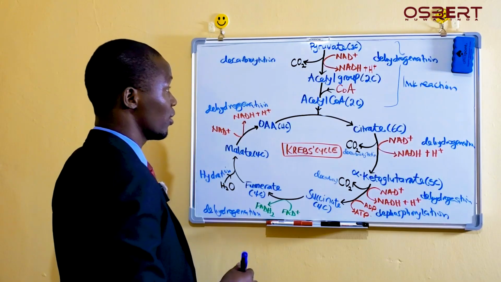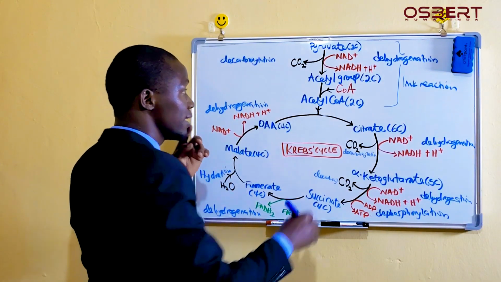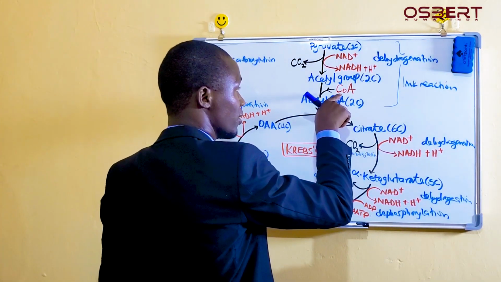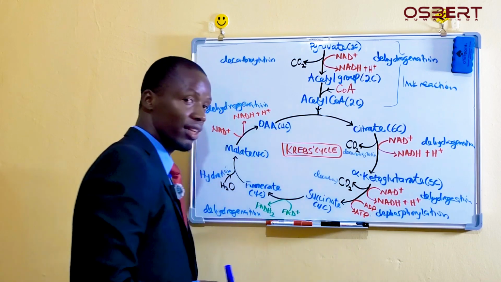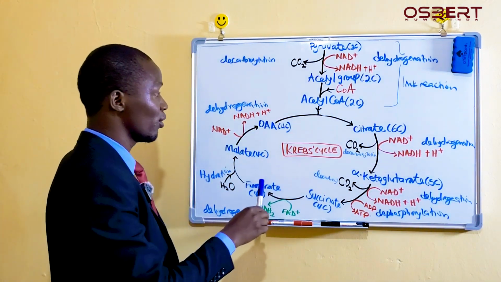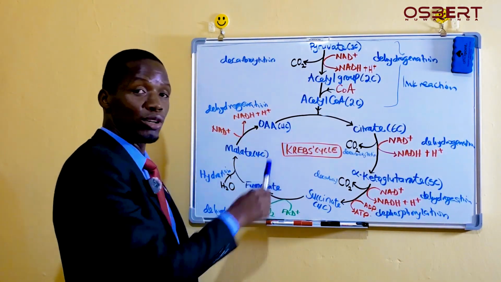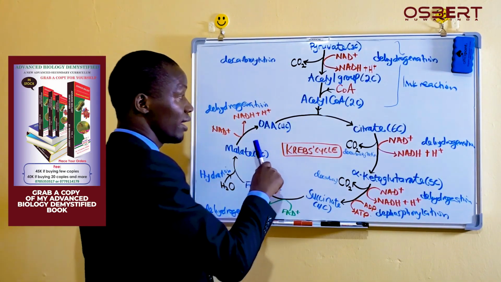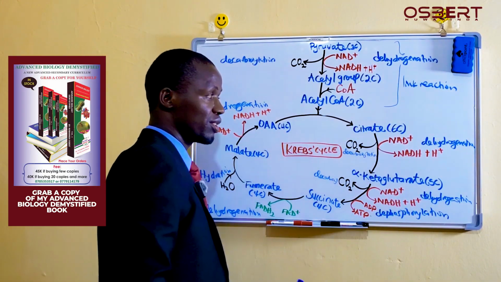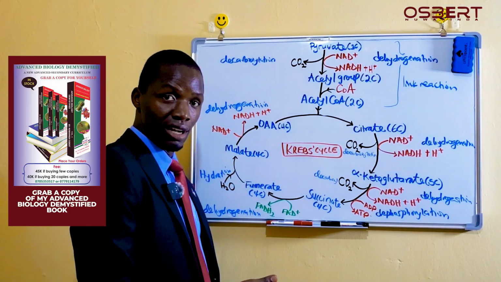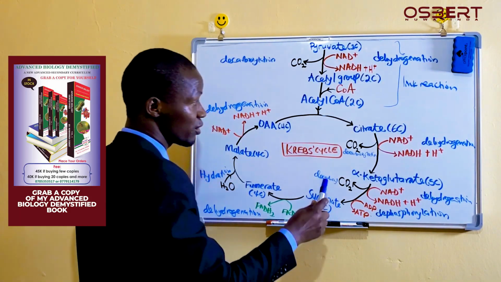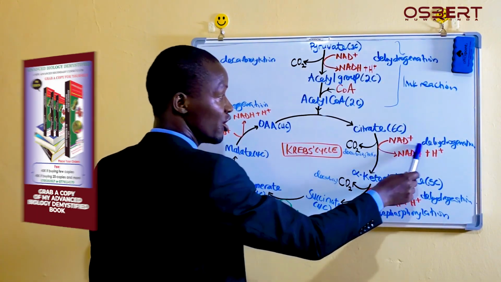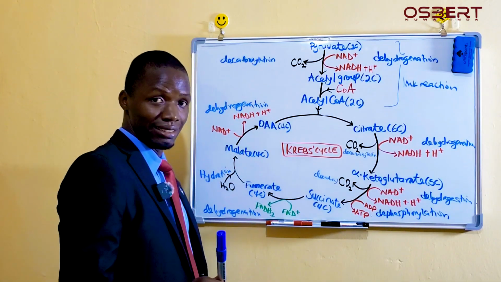Then from there, this acetyl CoA enters into the Krebs cycle by combining with the 4-carbon molecule, which is oxaloacetic acid, and forms a 6-carbon molecule called citrate. Then the citrate undergoes dehydrogenation by NAD.